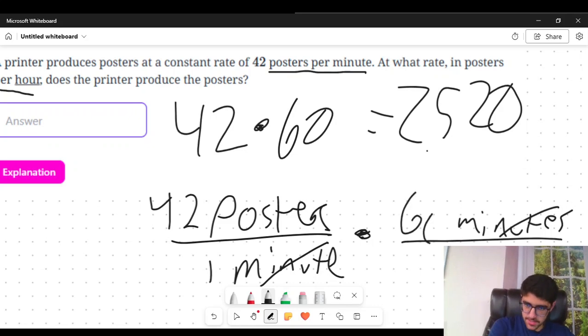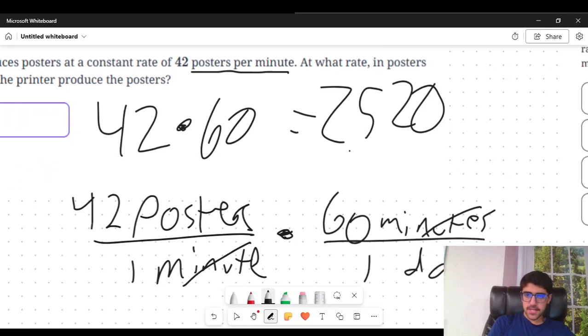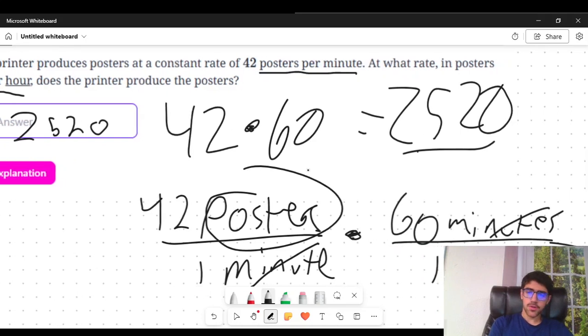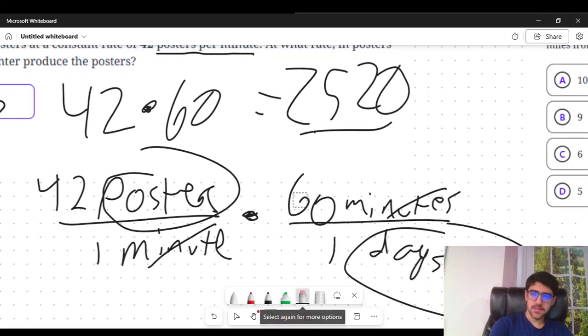But in general, when you do this, the minutes cancel out, and you get posters per hour. But then we also have to plug in the numbers. So there's 60 minutes every 1 hour. So the minutes cancel out, and you get 42 times 60. You just solve that, 2,520. Then the unit is posters per hour, just like they wanted. Those are the 2 ways to solve this. They're pretty much the same thing. It just depends on which way you prefer, which way helps you understand better, which way helps you avoid mistakes.